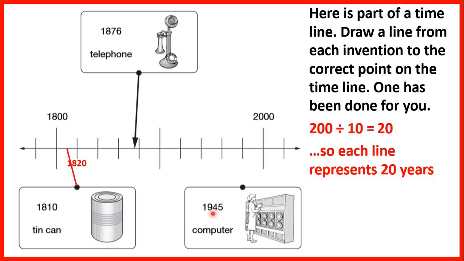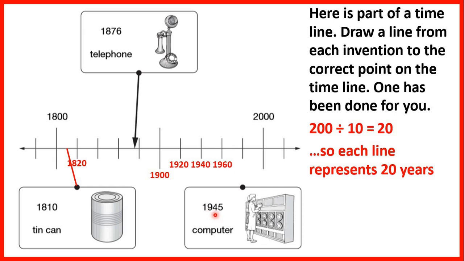Now we need to show 1945. This line here will be 1900 because that's right in the middle of 1800 and 2000. Then this line here will be 1920 because remember, each line represents 20 years. Then this line here will be 1940 and here 1960.